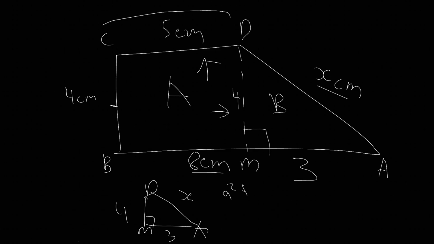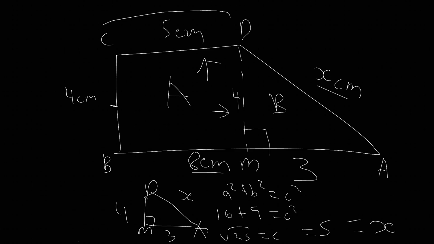So x is just a squared plus b squared equals c squared. And then 4 squared, which is 16, plus 3 squared, which is 9, gives me c squared. So c is equal to the root of 16 plus 9. 16 plus 9 gives me 25. So root 25 is equal to c. Root 25 is equal to 5. And 5 is equal to x. So 5 centimeters is equal to x, and that is my final answer.